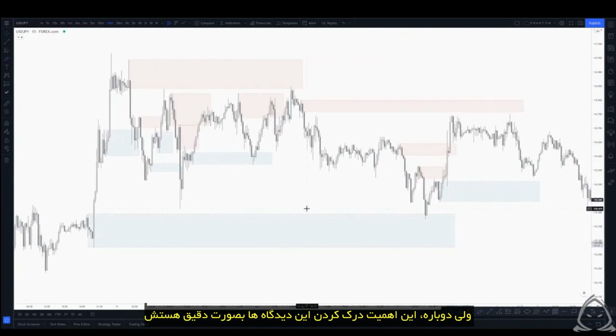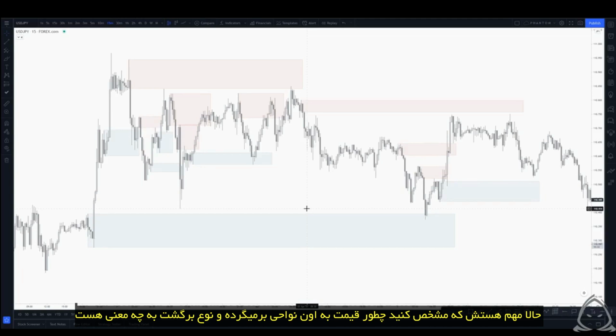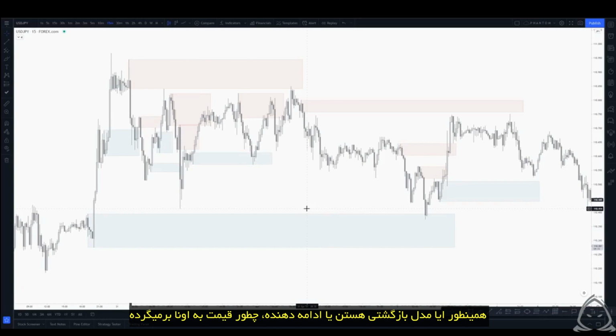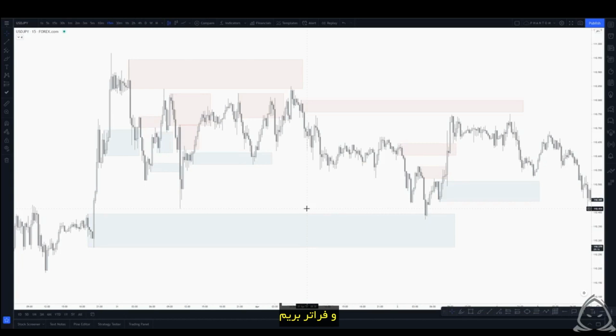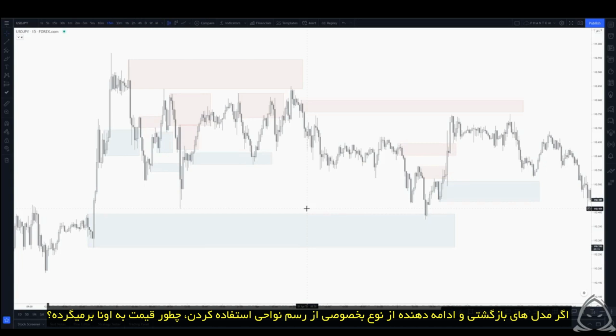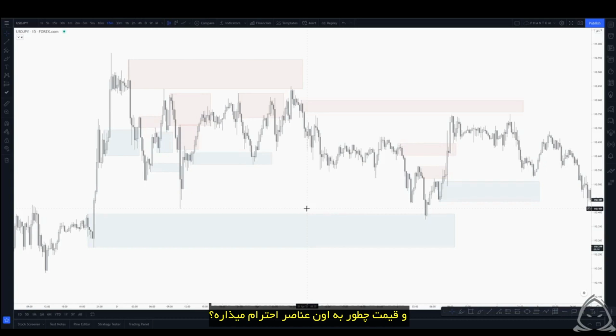But again, that's the importance of really understanding these concepts on a granular level. And that's why it's so important to initially put the work into understanding how to visualize the mapping techniques, whether it's range or pivot created supply and demand, then build on that understanding so that you understand the continuation versus the reversal models. Now it's important to apply how price is returning to how the zones are mapped and what the implications may be, as well as whether they are reversal or continuation models. And taking it a step further, if the reversal or continuation models are using a specific mapping technique, how is price returning to them, and how does price respect those particular elements?